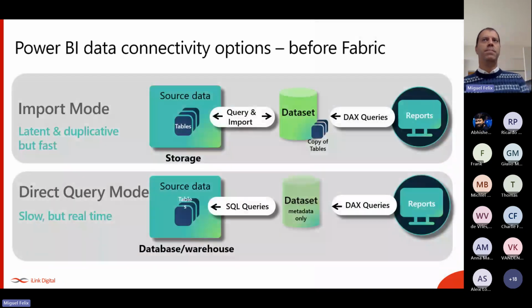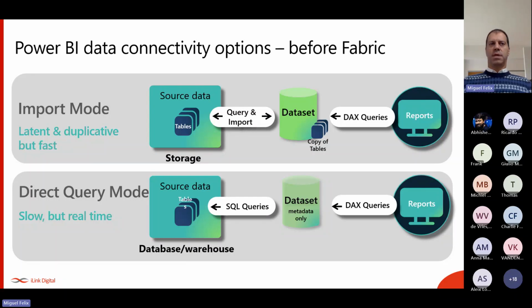So let's look a little bit at what the connectivity options were before Fabric. Before Fabric, Power BI had the import mode and the direct query mode. The first one is very fast, because when you open your reports, they are very quick to load. Why? Because we do a duplication, we do a copy of your tables, and then we read that from the VertiPaq engine, and it's very fast. But it's latent because we have to do a refresh, and it's duplicative because you have to duplicate your data into the dataset.